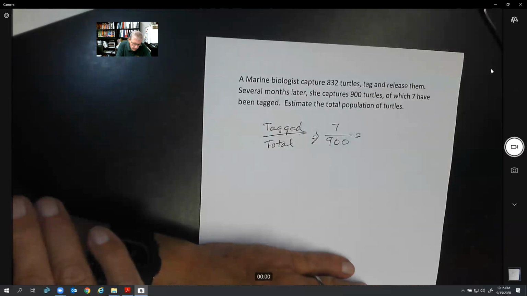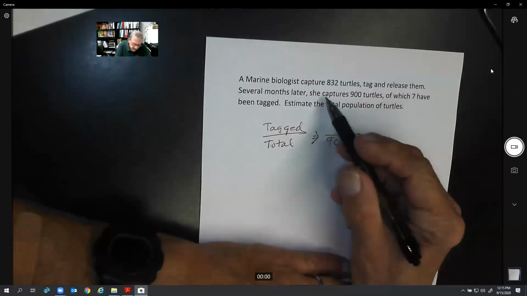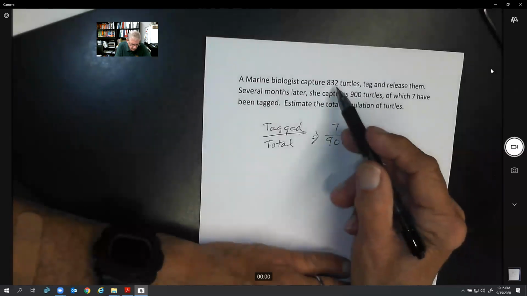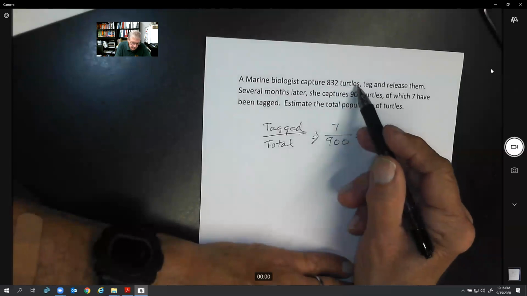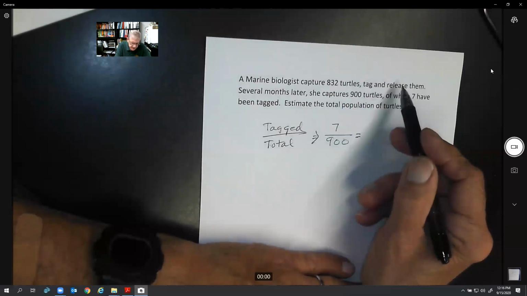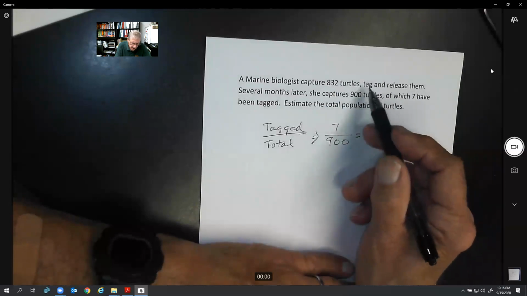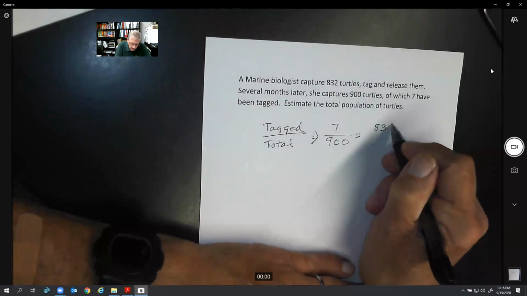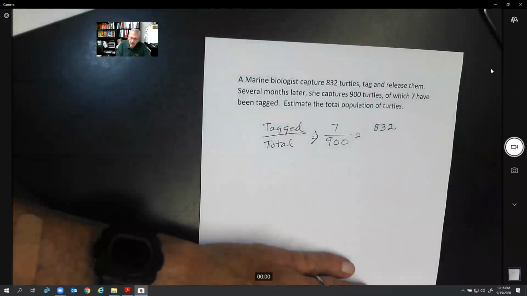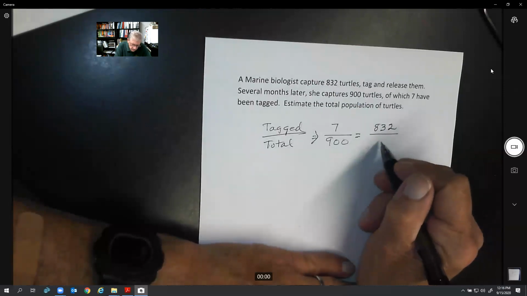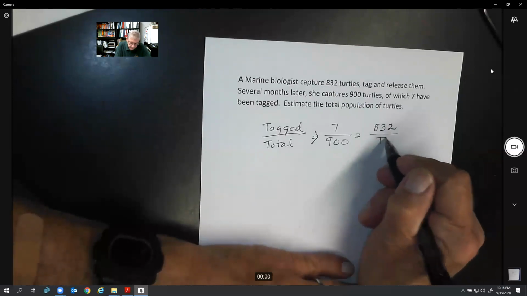Well, where is the 832 going to go? At first, it sounds like that's the total number of turtles, and this is where students usually go wrong. But if you notice right here, she tagged them all. Then she released them. So these actually became tagged turtles. And so this is the trick. It's on the way to total, but it was actually tags. And the total is going to be on the bottom. We just use a T for total.